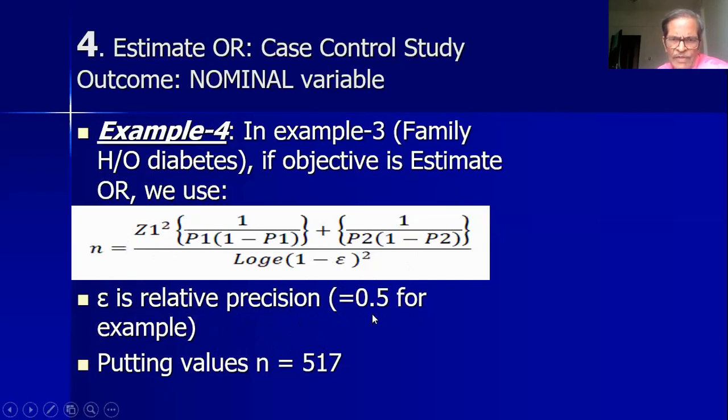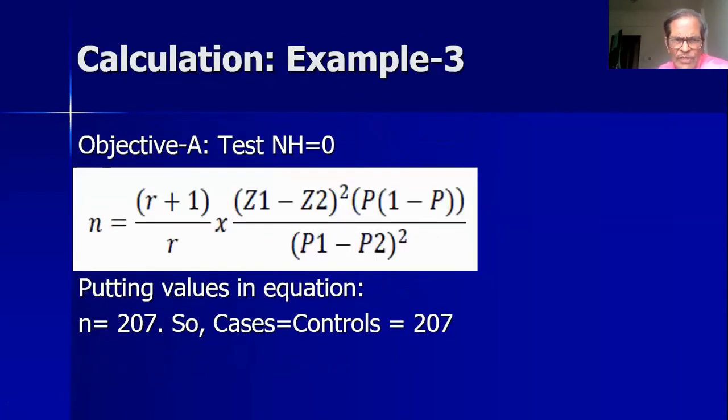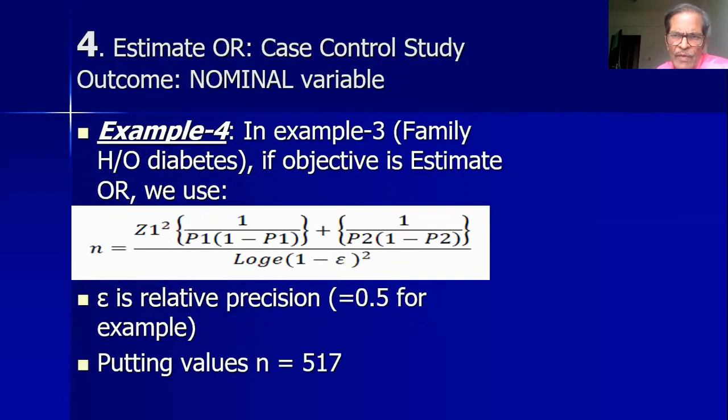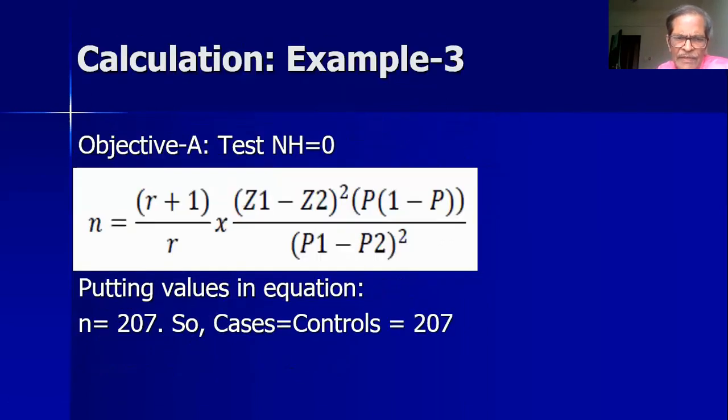If the relative precision is 0.5, then we put it as 0.5 and we find out the log to the base e of this value and square it. And we put the respective values in this formula. So putting the values, it is 570. So if this study has both objectives, testing the null hypothesis and finding an estimate of the odds ratio, then we calculate the sample size for both.